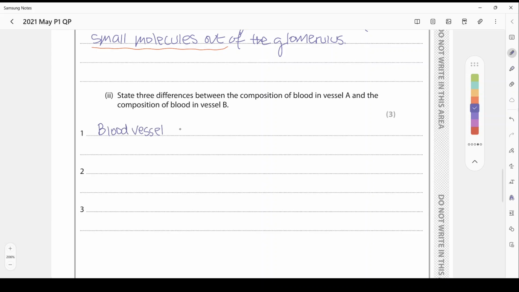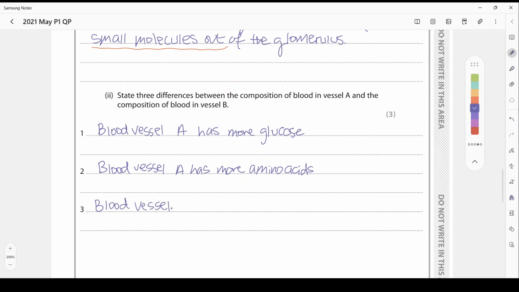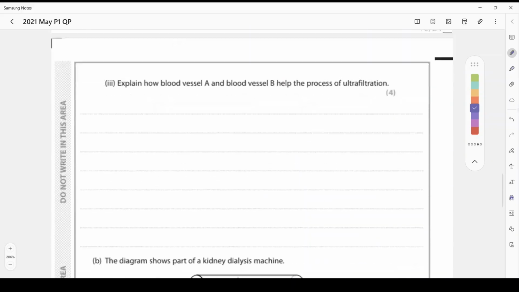So blood vessel A has more glucose, blood vessel A has more amino acids, blood vessel A has more urea. All right, let's move on to part 3.